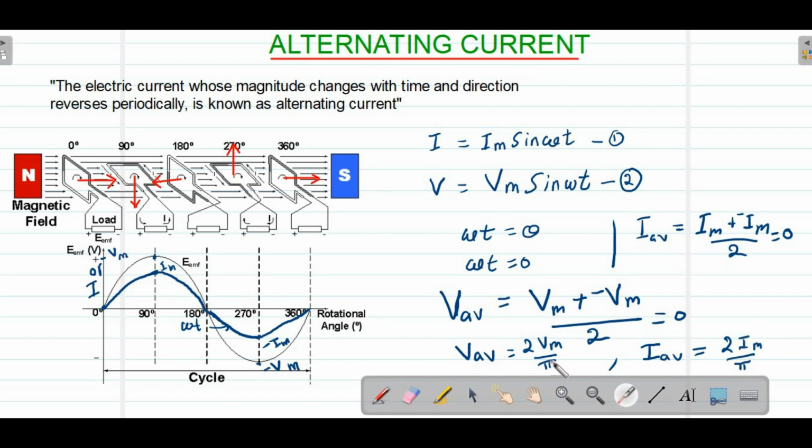Okay. But more than this average value, we depend on the RMS value of voltage and current, not the average value or mean value. We depend on the RMS value of current and voltage, IRMS and VRMS. And what actually the RMS value of current and voltage is, I will explain in detail in the next video.